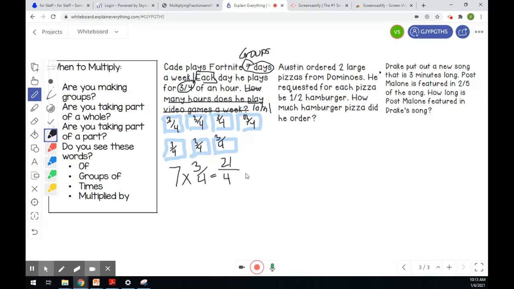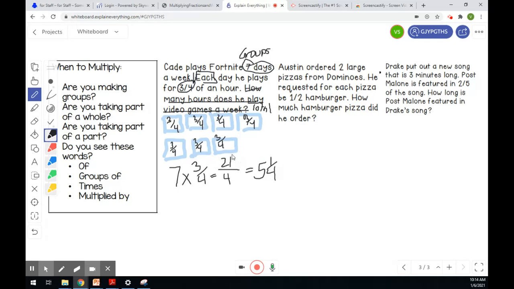Then I could figure out how many groups that is. In order to do that, I'm going to think about how many 4s go into 21. 4 times 5 is 20. What's left over would be 1/4.